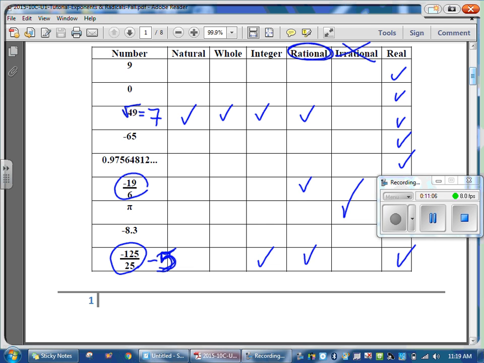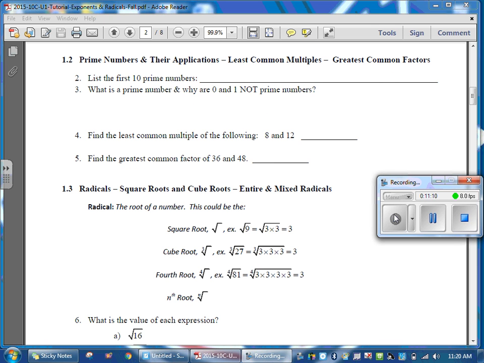So outcome 1.2 is talking about prime numbers and their applications and common multiples. Least common multiple and greatest common factor. So we're going to talk about each one of those. So we need to list the first 10 prime numbers. Well, when we have a prime number, what is the definition of that? Who remembers what is a prime number?